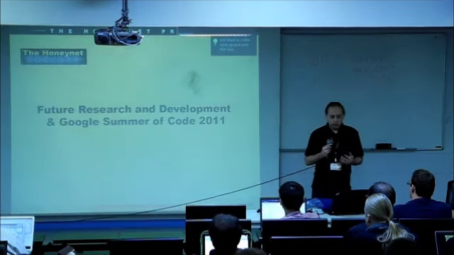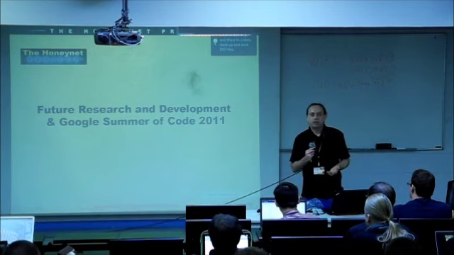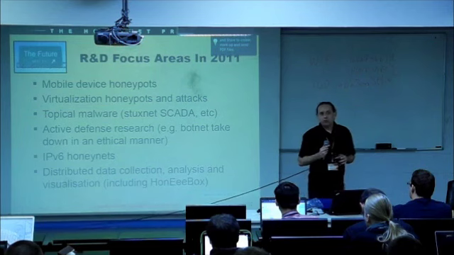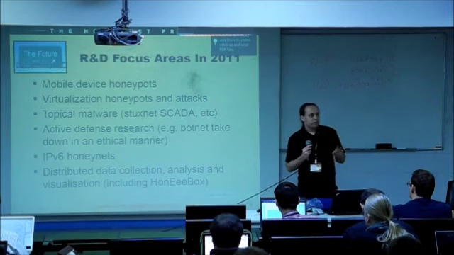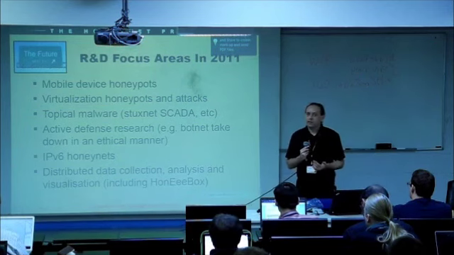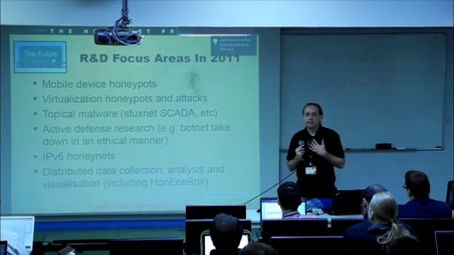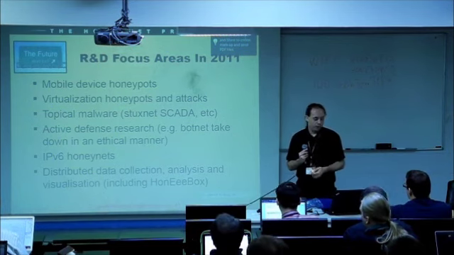Just the last 2 minutes, I'm going to quickly talk about the future, where we're going with our research, what's happening this year. So we have 6 primary research focus areas within the Honeynet Project for 2011. This has been decided amongst our members and our directors. This is where we think the next set of attacks are going to be interesting coming from.